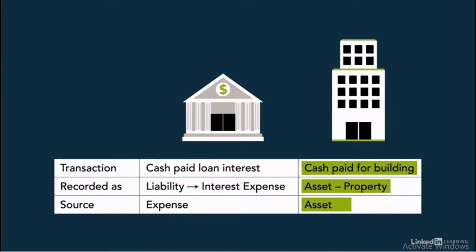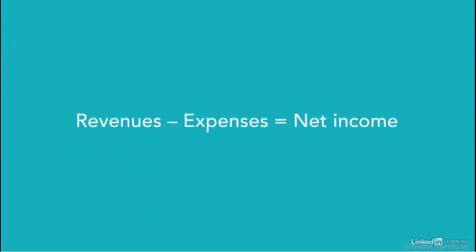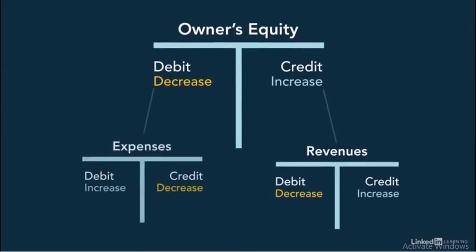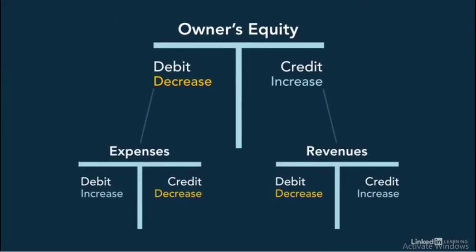So, how do revenues and expenses fit into the accounting equation? Remember, revenues minus expenses equals net income, and net income is a major source of change in owner's equity from one accounting period to the next. Revenues and expenses, then, may be thought of as temporary subdivisions of owner's equity. Revenues increase owner's equity, and so, like all other owner's equity accounts, are increased with credits. Expenses reduce owner's equity, and owner's equity is reduced with debits.